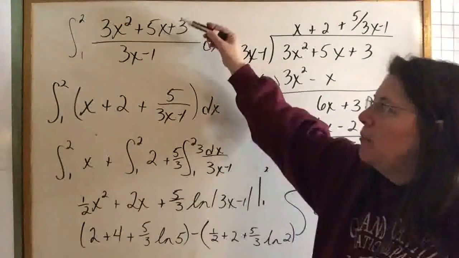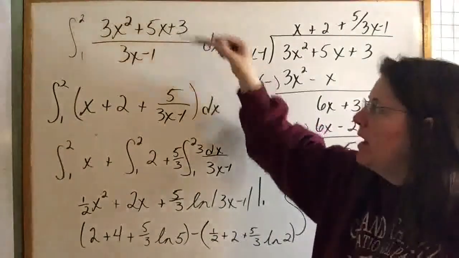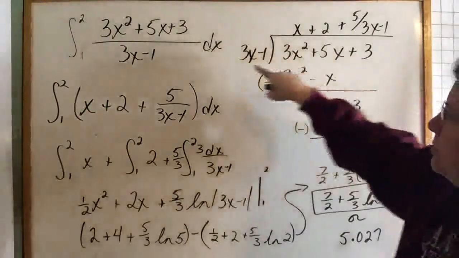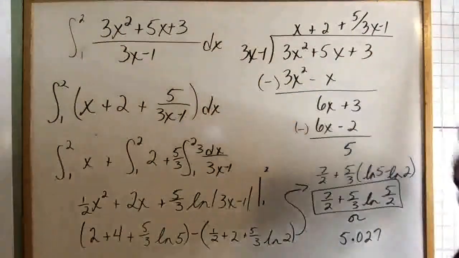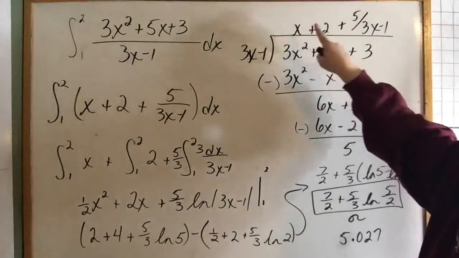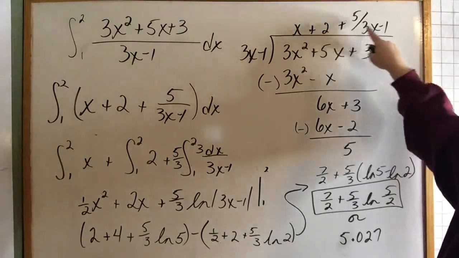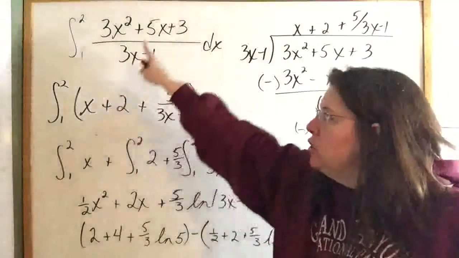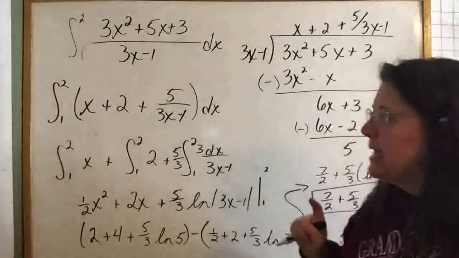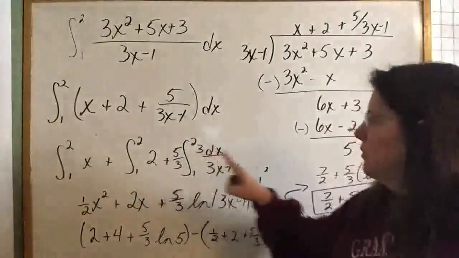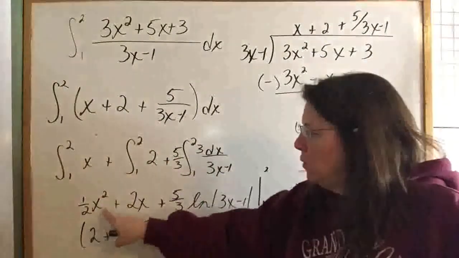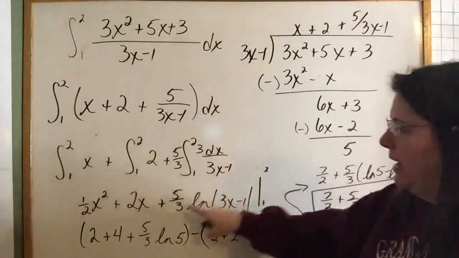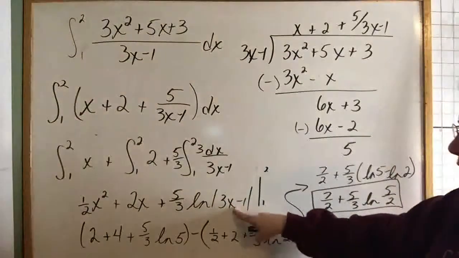Okay, so looking at this one, I'm going to rewrite first because the degree of the top is higher than the bottom, so I did a long division. I put the top underneath, the bottom on the outside, and then I did long division. That gave me an x plus 2 plus 5 over 3x minus 1. I moved that over here, and that's what my new problem is. That's what I'm going to integrate. I separated it into 3 parts. This part would be 1/2 x squared, this is 2x, and this is your natural log part, 5/3 times the natural log of the absolute value of 3x minus 1.